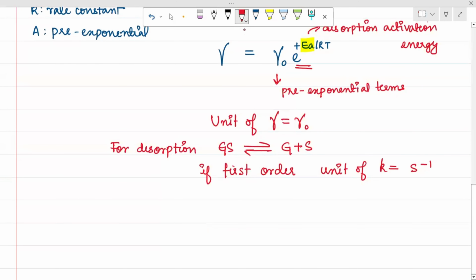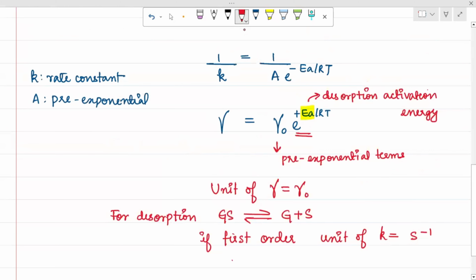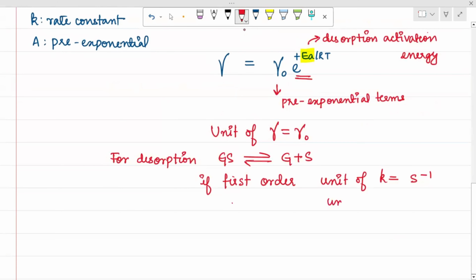So if we have to find the unit of gamma, what is gamma? Gamma is 1 by k. So of course, the unit of gamma is going to be 1 by per second, or the reciprocal of this, which is just second. And we already know that the unit of gamma is equal to the unit of gamma naught. So the unit of gamma naught is also seconds, just time.